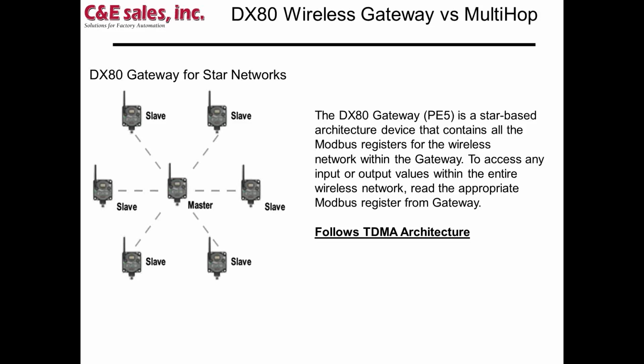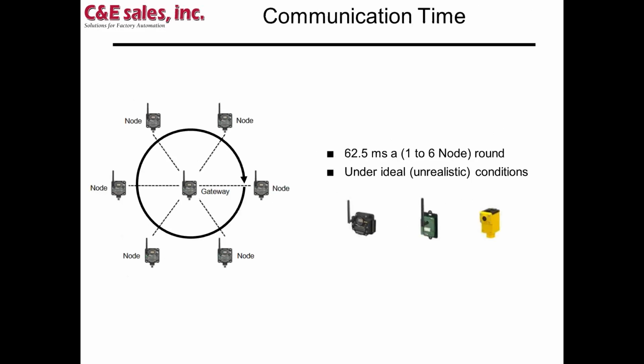And this follows this TDMA architecture we talked about, where the master polls each slave and cycles through. And here's a better picture of it. So from a timing standpoint, in the perfect world, great conditions where there is no required retransmission from any of the nodes, 6 nodes to a gateway can update in 62.5 milliseconds. So that'll get you all the way around, read and write to each of the nodes.